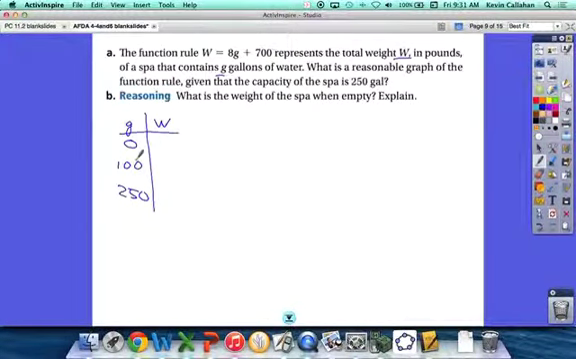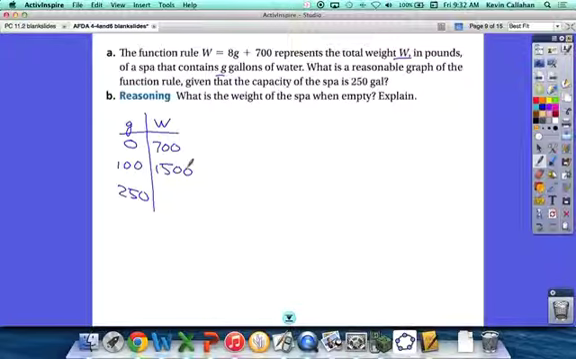So what do you get? What would be the W if you plugged in 0 for G? 700. And what does that represent in terms of the spa? It's empty. So what is the weight of this thing? The second question: what was the weight of the spa when the tub was empty? 700. So the thing itself weighed 700 before you start putting water in. Okay, what's going to be the value of W when you put in 100 gallons of water? 1,500. And what is going to be the value when you plug in 250?